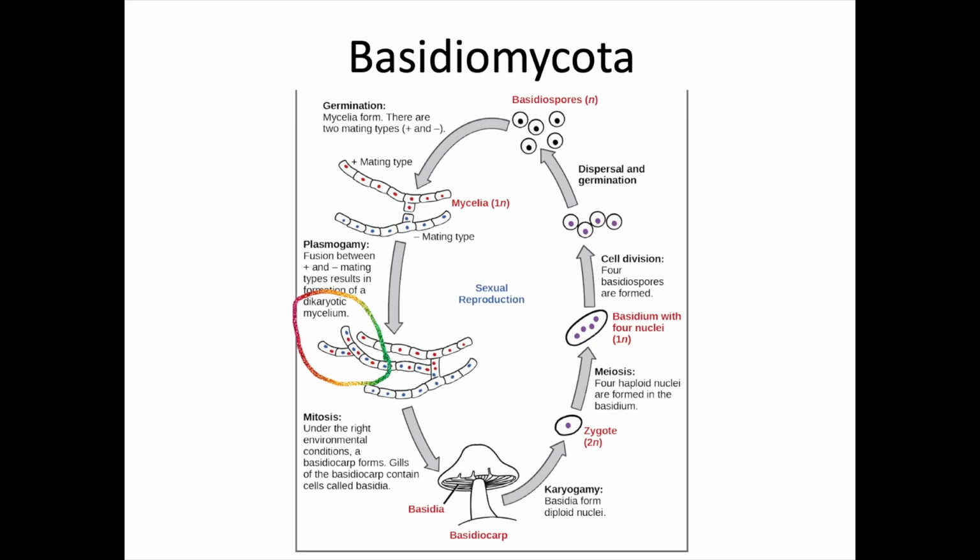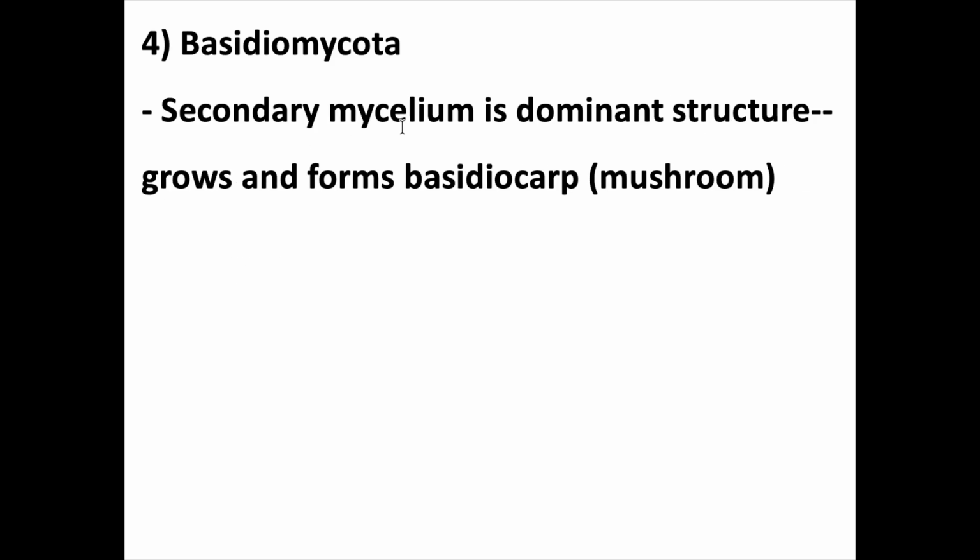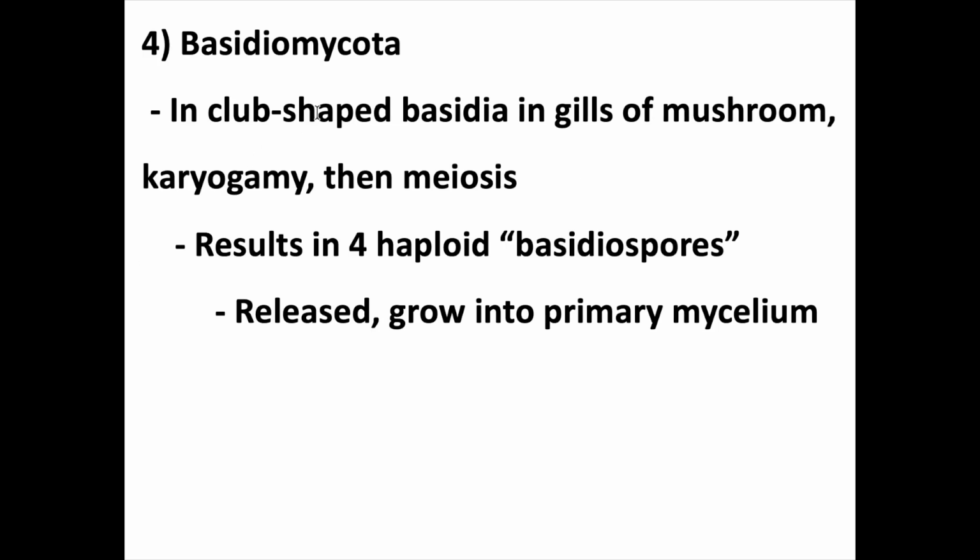How do we summarize this? So the haploid primary mycelium undergoes plasmogamy and then mitosis a bunch of times to form this big dikaryotic secondary mycelium. The secondary mycelium is the dominant structure, again, the thing that we see most of, including the basidiocarp, the mushroom. And it's within the club-shaped basidia in the gills of this mushroom that we finally have karyogamy, then meiosis, resulting in 4 haploid basidiospores. They're going to be released, grow into primary mycelium, and then the cycle can repeat itself.